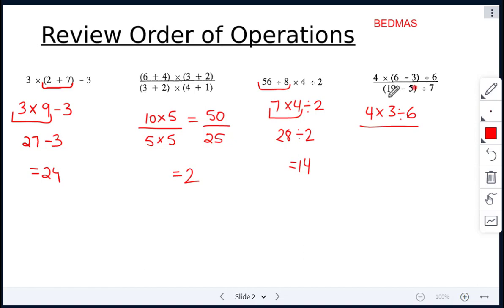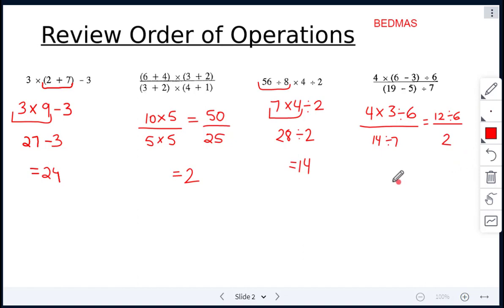For my denominator, I have 19 minus 5, which is 14. And then I have divided by 7. So I've just kind of simplified my numerator and denominator. And now I will continue. So left to right here, 4 times 3, that gives me 12. It's 12 divided by 6. And then on the bottom, it's 14 divided by 7, which is 2.